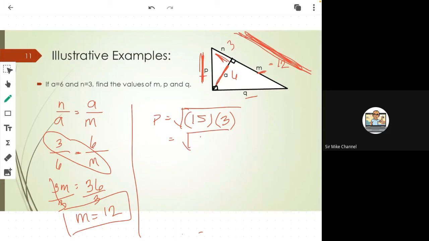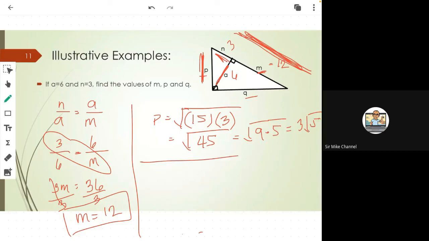45. Okay, what is the square root of 45? 3 square root of 5 po. Okay, 3 square root of 5, because our factor here is 9 times 5, so the square root of 9 is 3. So, 3 square root of 5. Okay, thank you, Marsha. Okay, next example.